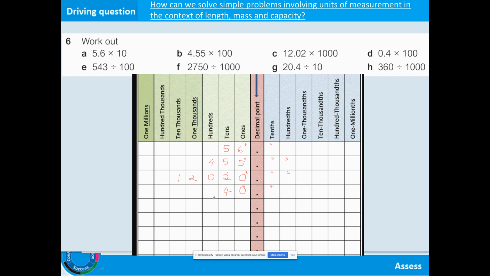543, so I've got 5, 4, 3. Now I'm dividing this time by 100. 2 zeros, so I'm going to move 2 places to the right. I'm making a smaller number because I'm dividing. So the 5 is going to go 1, 2. It's going to be here. The 4, 1, 2 will be here. The 3, 1, 2 is going to go here. So 543 divided by 100 is 5.43.